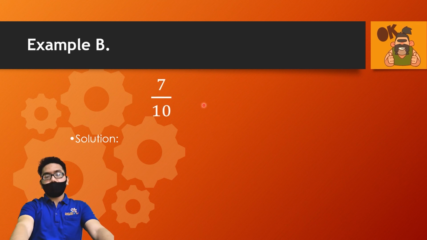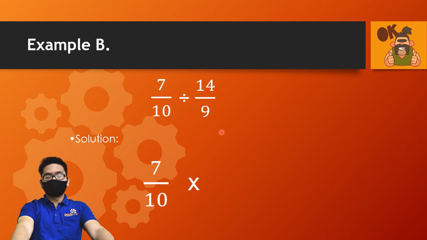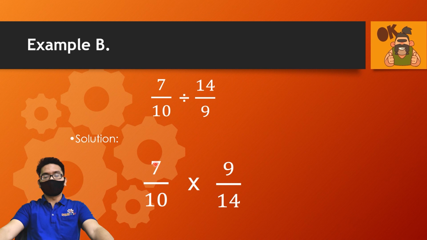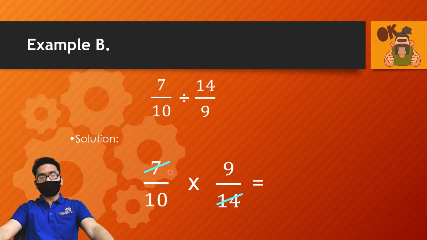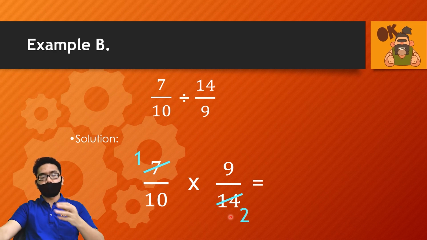Let's have example letter B. 7 over 10 divided by 14 over 9. Again, keep, change, flip. Now, look at these fractions. Do you notice something? We can cancel out 7 and 14. These numbers are divisible by 7. So 7 divided by 7 equals 1. 14 divided by 7 equals 2.